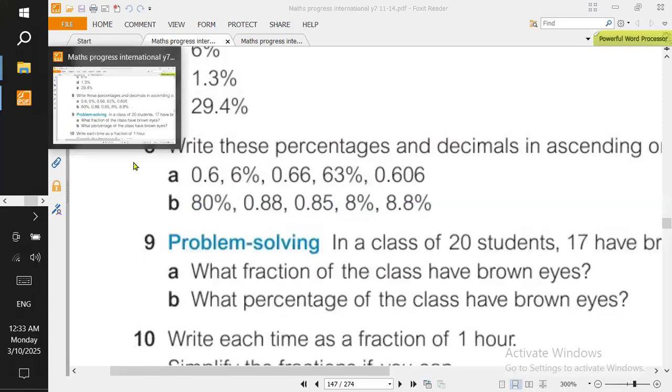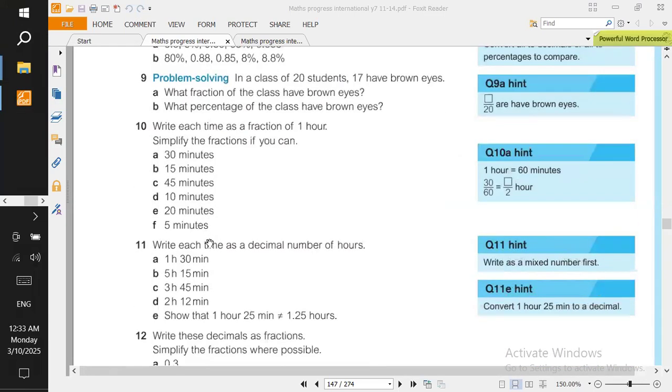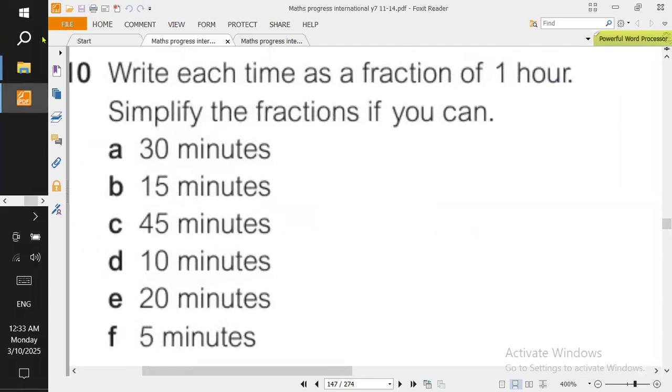Now let's move on. That's it for this lesson, I think. Write each one as a fraction of 1 hour. Simplify the fraction as much as you can. Okay, same idea, as a fraction of 1 hour. 1 hour means what? It means 60 minutes, I'm sorry, minutes. Okay. So to write it as a fraction, let's take the 30, for example. It's going to be 30 over 60, like this. And that's the fraction of an hour.